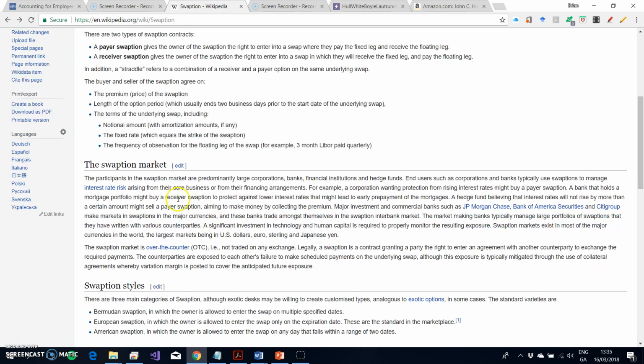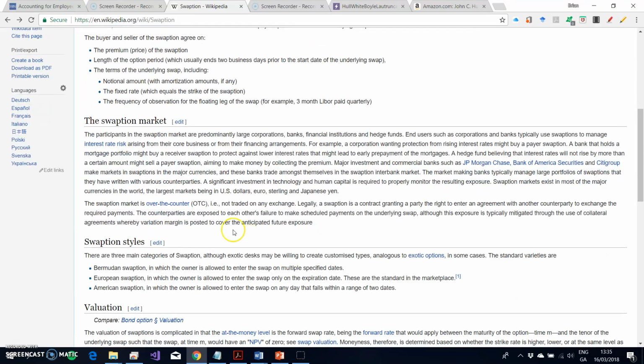The swaption market, participants in the swaption market are predominantly large corporations, banks, financial institutions, hedge funds. Okay, and so these are the big players: Citigroup, Bank of America, JP Morgan. And of course, the over the counter market, generally for both swaps and swaptions, is the bigger. Comprises the major component of trading.